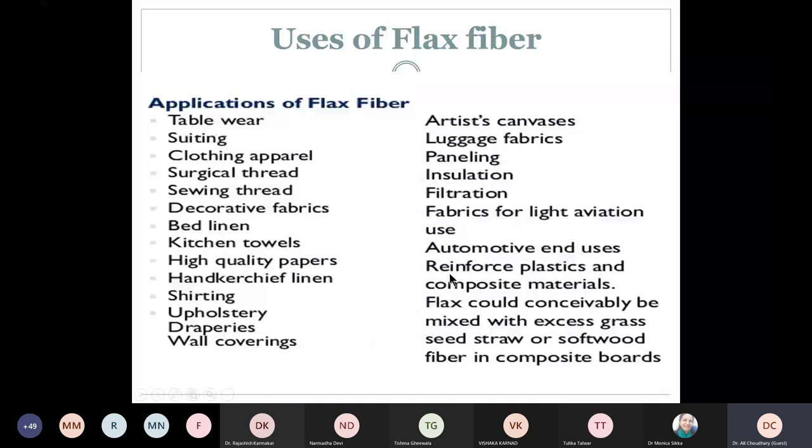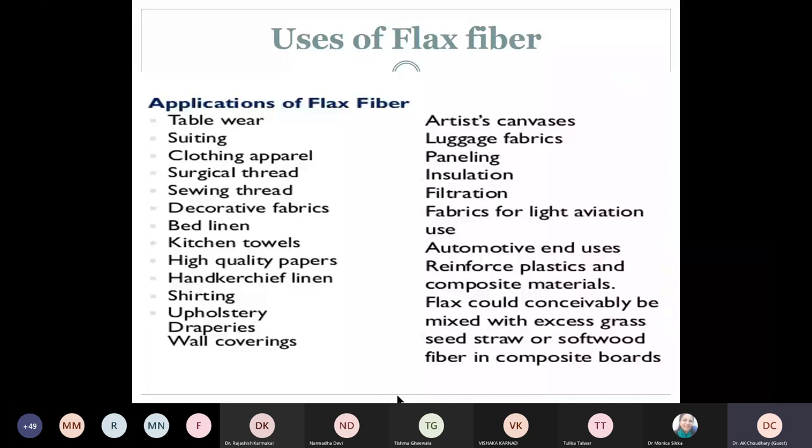Flax could possibly be mixed with excess grass seed straw or softwood fiber in composite boards. Nowadays we are getting an idea about composite materials, and day by day new composite materials are being developed. Many research houses and the Departments of Mechanical and Chemical Engineering are also working in the area of composites, and they are using textile material as a reinforcement material.